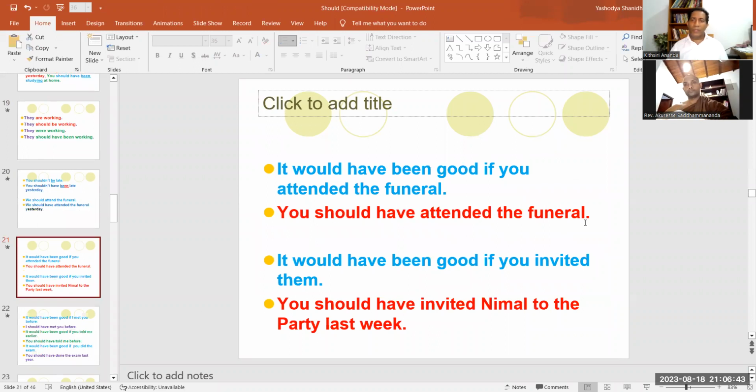You should have attended the funeral. It would have been good. It would have been better if you attended the funeral. You should have invited Nimal to the party last week. Again, it would have been good if you invited him.